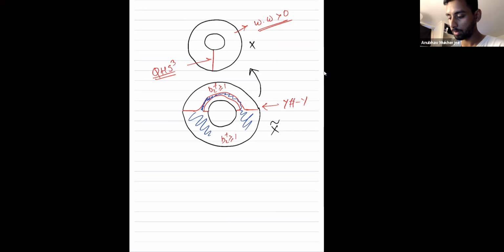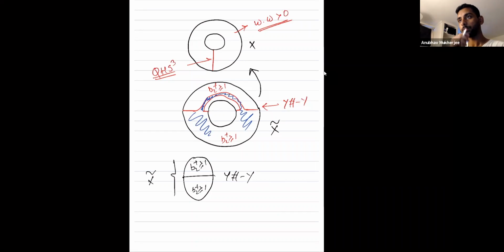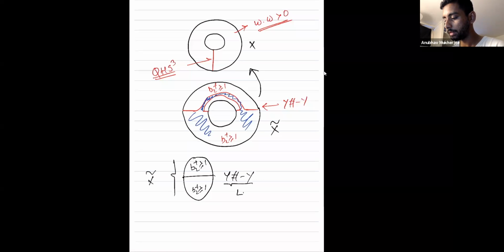Another picture one can think of: this is Y connected sum minus Y, and this is X tilde. Also notice that b2 plus by construction is strictly greater than or equal to 1 in both pieces. And this is now an L-space, but an L-space cannot be an admissible cut.